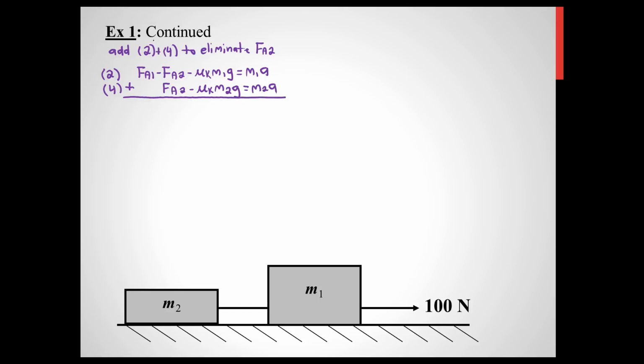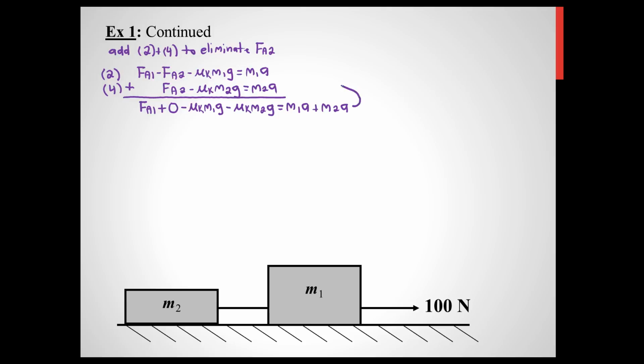Because we're adding them, we don't have to worry about the distributive property. Okay, so fa1 just goes down. fa1. Negative fa2 plus fa2 would eliminate fa2. So that gets rid of it, so plus 0. You need to have negative mu k m1g plus negative mu k m2g. That deals with the left-hand side, and that would be equal to m1a plus m2a.